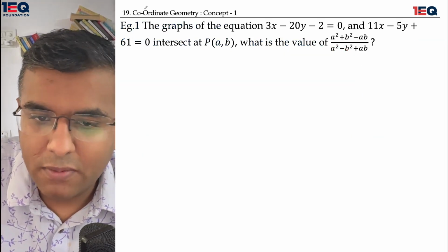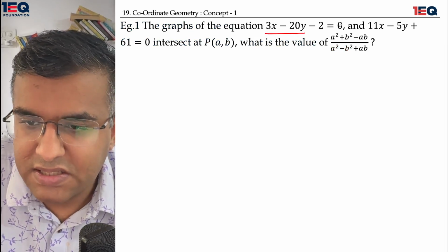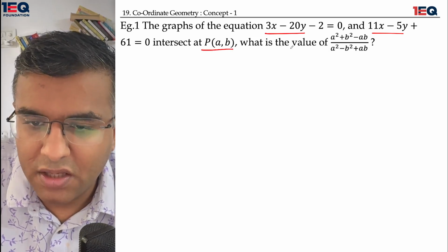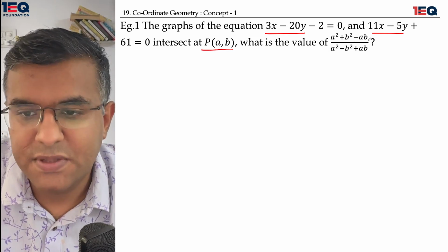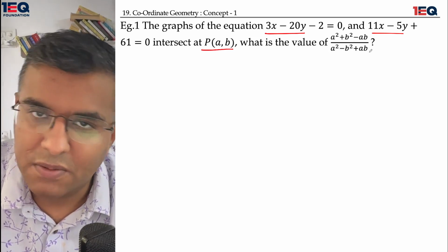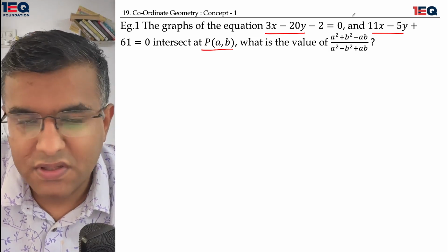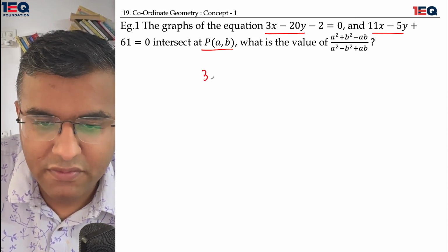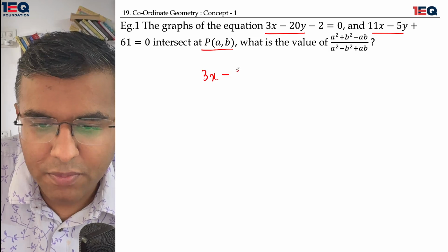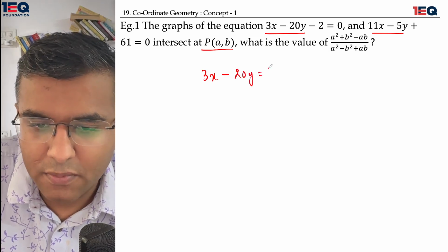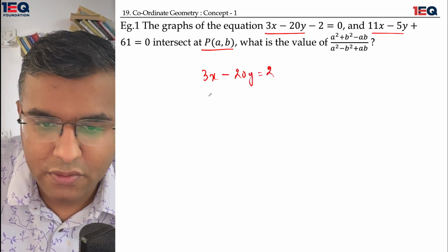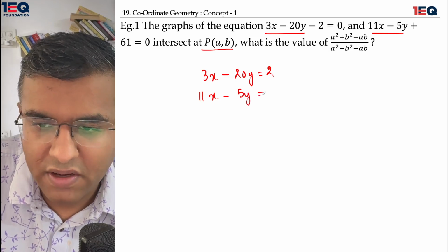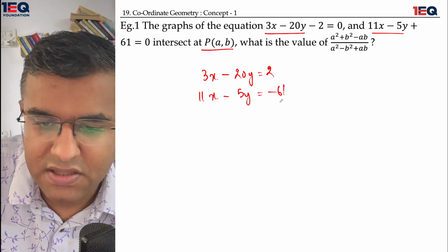Now, talking about the graphs of equations, this and this intersect at point P(a, b). Then what is the value of (a² + b² - ab) / (a² - b² + ab)? Okay, so this is the question that we are facing. In such a question, you have to straighten up the equations that are written. Okay, 30x - 20y = 2. Similarly, 11x - 5y = -61.